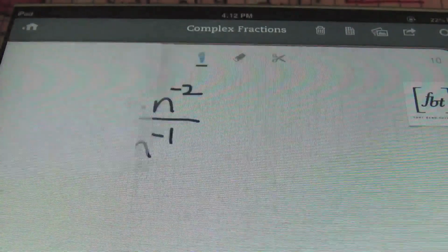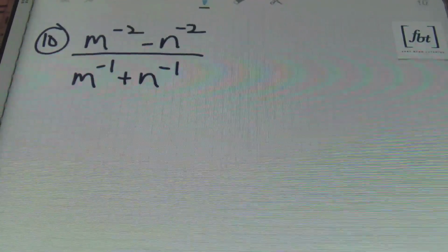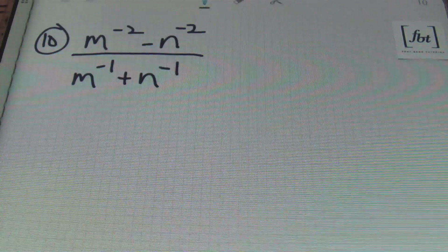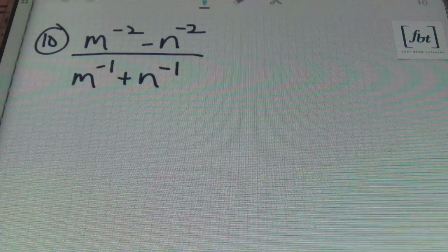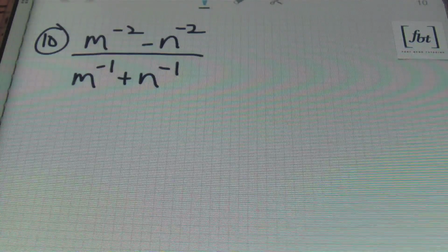Moving on to problem number 10. In problem number 10, we have m to the negative 2 power minus n to the negative 2 power all over m to the negative first power plus n to the negative first power.